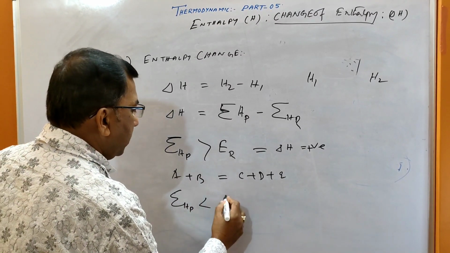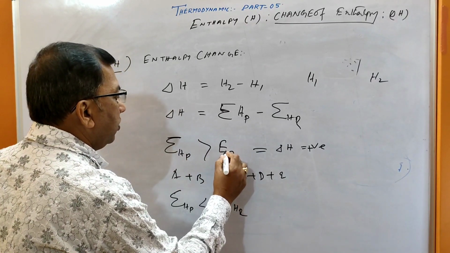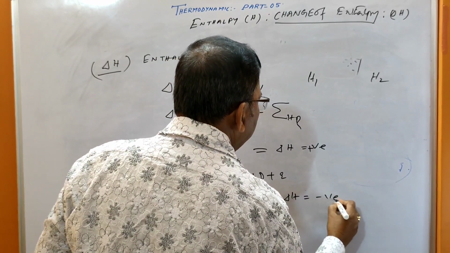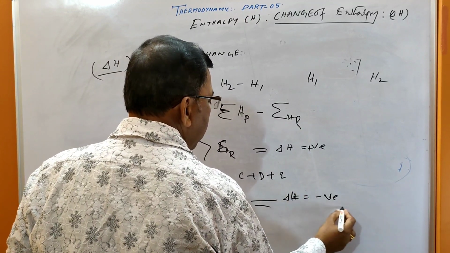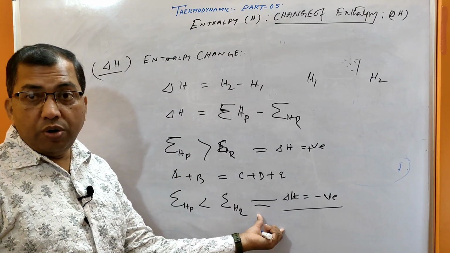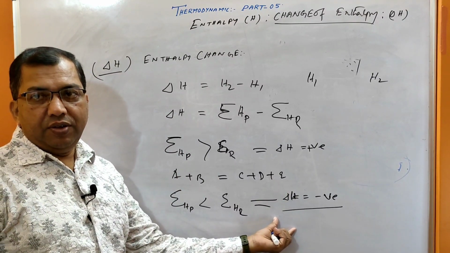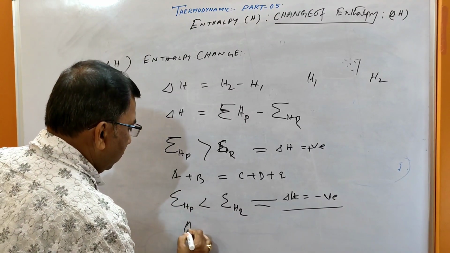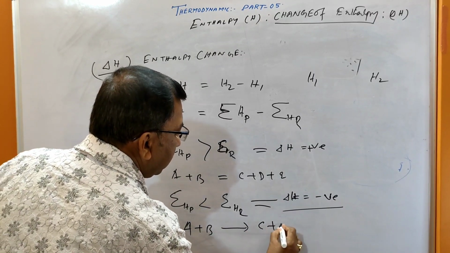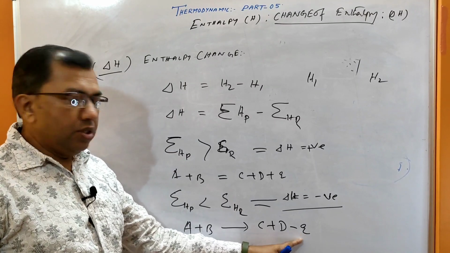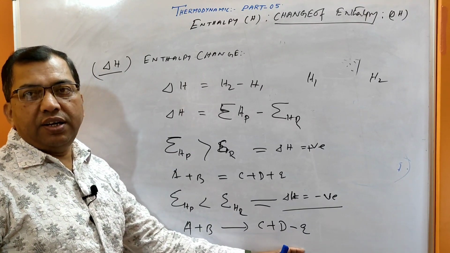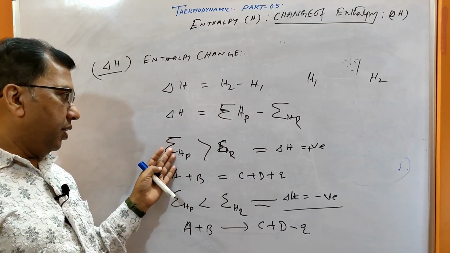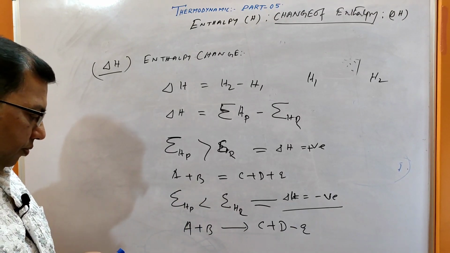But in case the summation of H product is less than the summation of H reactant, delta H will be negative. That is, heat will be minus, and that is an exothermic reaction. Heat will be evolved here, and absorbed in the previous case. So A plus B, the reactants, equals C plus D plus Q. It is an exothermic reaction. Clear? So remember, if the enthalpy of product is greater than that of reactant, delta H is positive; if it is less, it will be negative.